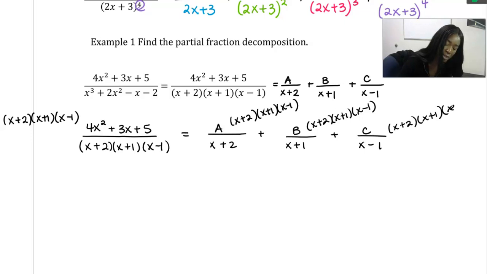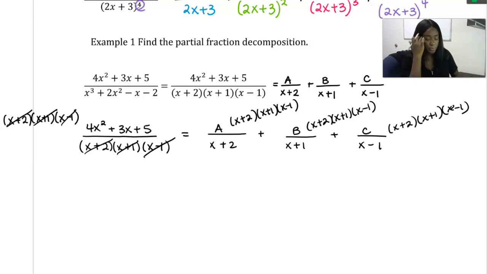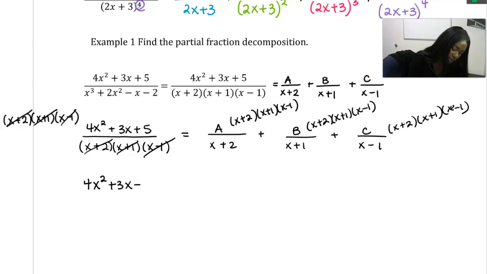And now the next step, a bunch of things will cancel, but we need to be careful because not everything will cancel, okay? On the left side of the equation, everything should certainly cancel because I took x plus 2, x plus 2, x plus 1, x plus 1, x minus 1, x minus 1. So there's nothing, everything canceled out on the left side. So all we have on the left side is 4x squared plus 3x plus 5.